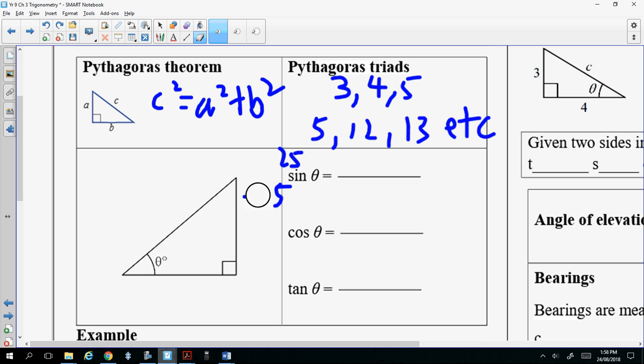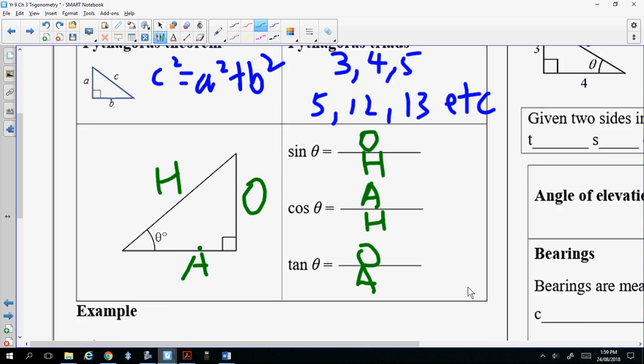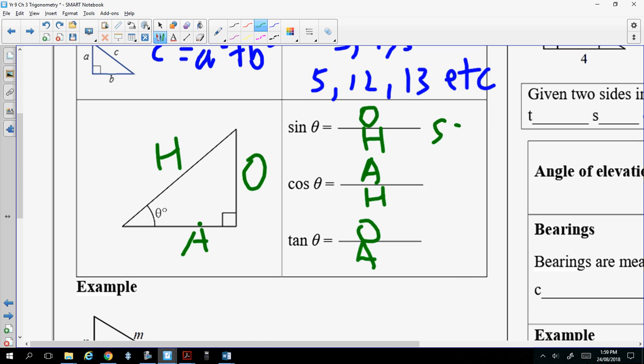Let's label the sides. We've got the hypotenuse, the opposite, the adjacent, which give us the 3 ratios. The sine, which is opposite over hypotenuse. The cos is adjacent over hypotenuse. And the tan is opposite over adjacent. And how do I remember this? SOHCAHTOA. Yes?